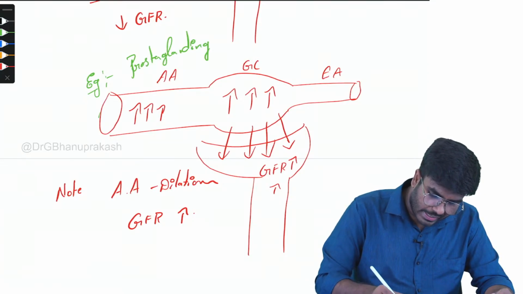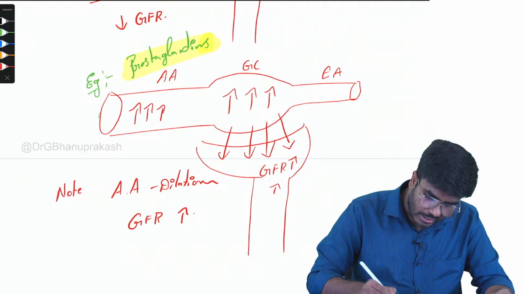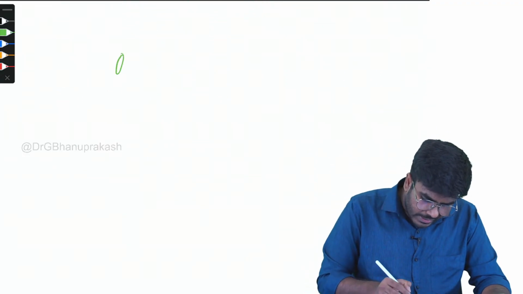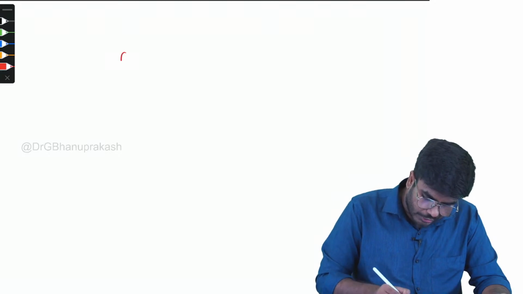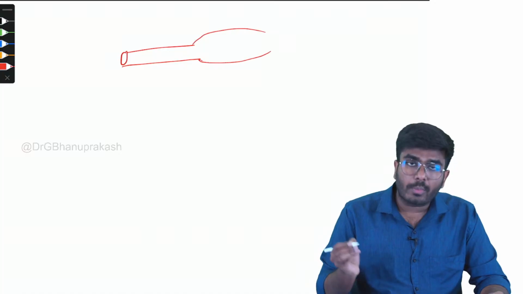Okay, so prostaglandins will cause afferent arteriolar dilation. Now after this, other scenario, let's not change anything with the afferent arteriole now. Now afferent arteriole is normal. Glomerular capillaries are also normal.